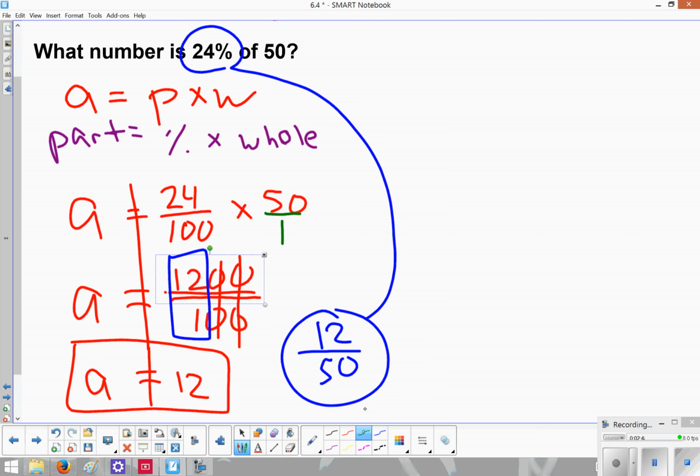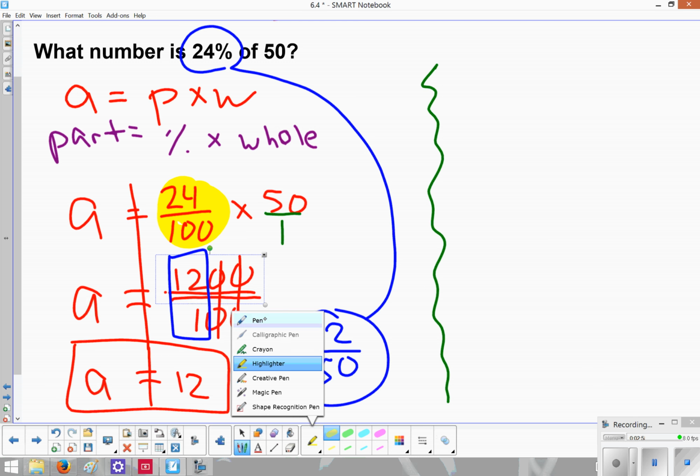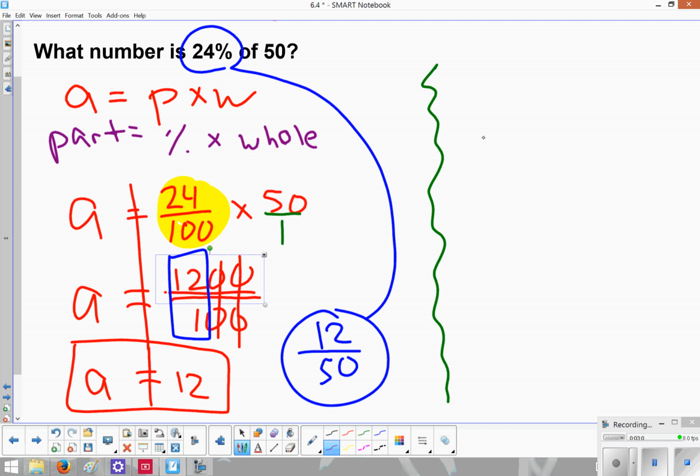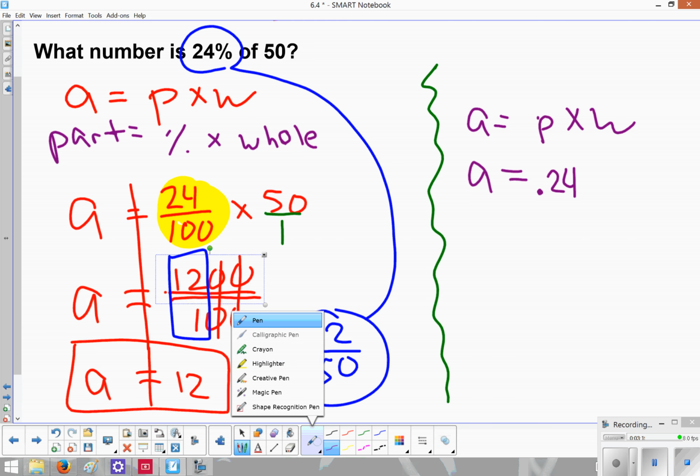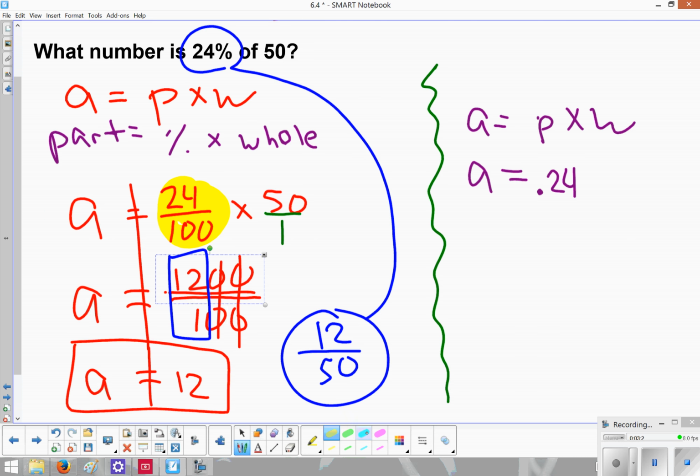Now I'm going to show you something really quick. It's the same idea, but if you don't want to do this part, you can do it another way. So same thing. A equals P times W, where A is what you don't know, and P is the percent. Now this time, instead of writing 24 over 100, you could also change the percent into a decimal. Because when you see the word of, what does it actually mean? Of, in math, means to multiply.